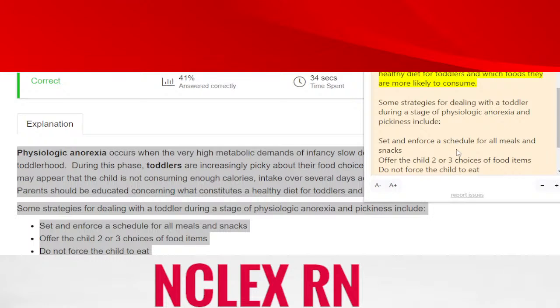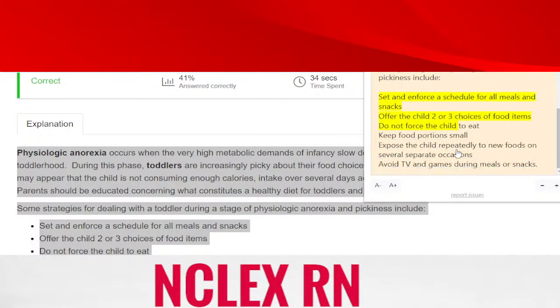Parents should be educated concerning what constitutes a healthy diet for toddlers and which foods they are more likely to consume. Some strategies for dealing with a toddler during a stage of physiologic anorexia and pickiness include: set and enforce a schedule for all meals and snacks. Offer the child two or three choices of food items. Do not force the child to eat. Keep food portions small. Expose the child repeatedly to new foods on several separate occasions. Avoid TV and games during meals or snacks.